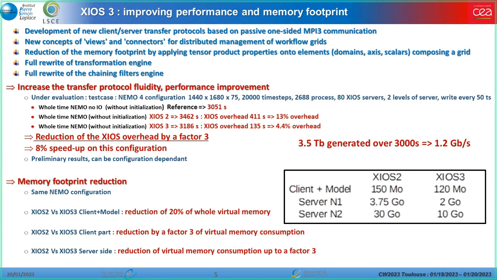For the memory footprint reduction, for the same NEMO configuration, it's very memory consuming for XIOS. Comparing XIOS2 versus XIOS3, we observe a reduction of 20% of the whole virtual memory consumed on the client plus model. That means a reduction by a factor of 3 of the virtual memory consumed by just the XIOS client part. On the server part, you can notice a reduction of the virtual memory consumption of up to a factor of 3. So it's a very encouraging result, both for performance and for memory footprint reduction, as was intended.